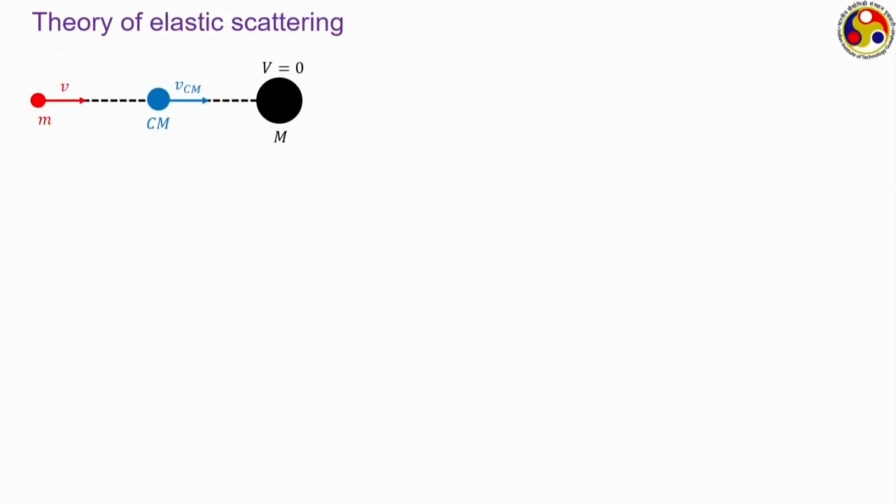Here we are taking one nucleus of mass capital M, which is initially at zero velocity. The black one here is a nucleus and the red one is a neutron having a mass of small m and coming with a velocity v. It is approaching the nucleus with a velocity v.